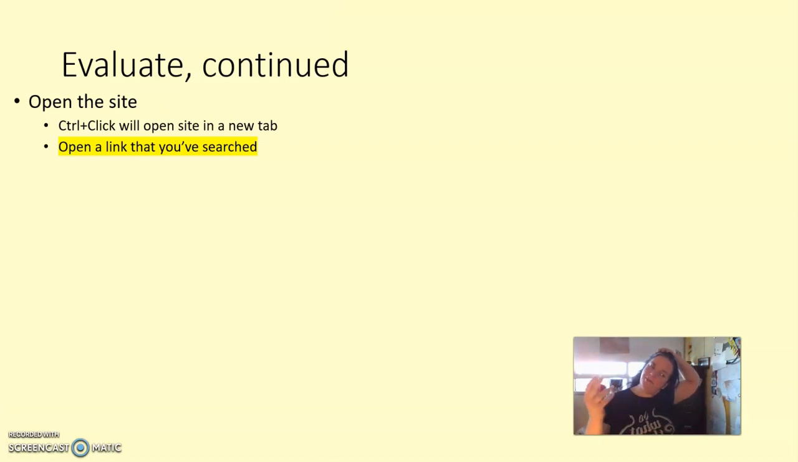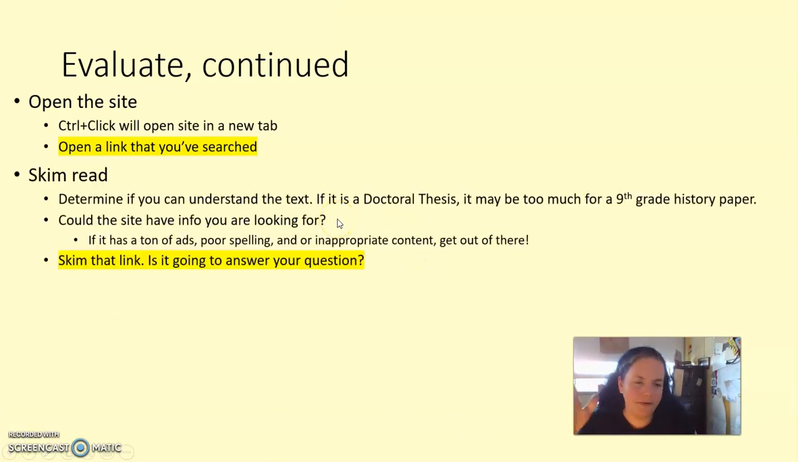All right, let's talk about evaluation. Open the site, pop it open into a new tab. I know that you guys know how to open new tabs because you all have like 60 open right now. Then you're going to skim, read it. If it has a pile of ads, it's probably not great. If it's somebody's doctoral thesis, might be a bit much for a 9th grade history paper. Maybe. Skim the link.